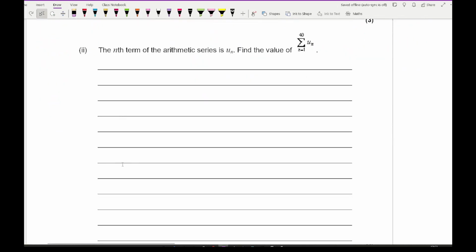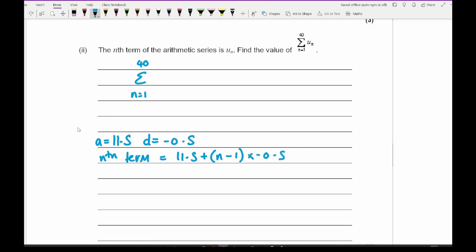It then says for part 2, the nth term of the arithmetic series is un. Find the value of the sum of the first 40 terms. So for this, we've got sigma, and we've got 40, and we've got n equals 1. Now the nth term of the arithmetic series, well, I only know what a and d are. So a was 11.5 and d was minus 0.5. So the nth term is going to be 11.5 plus (n minus 1) times minus 0.5.